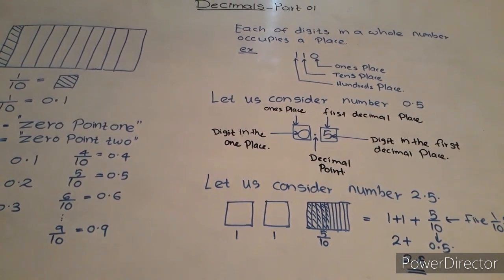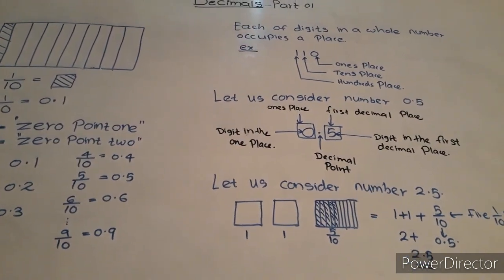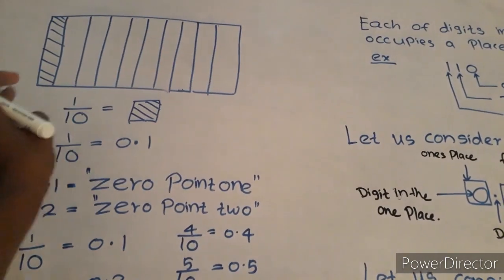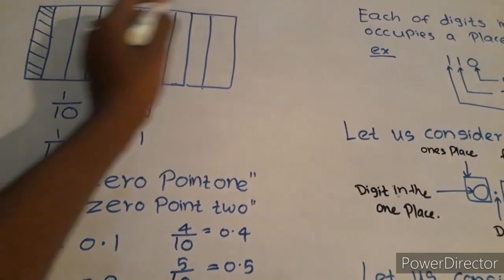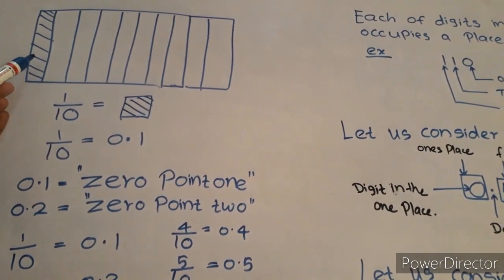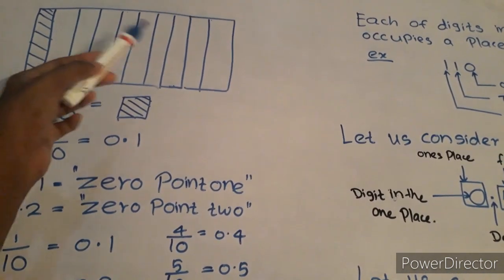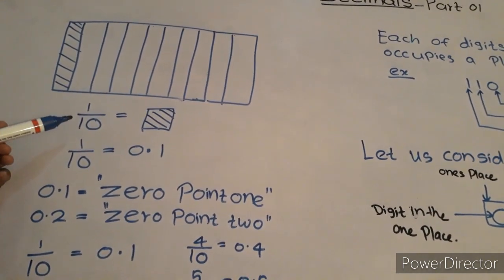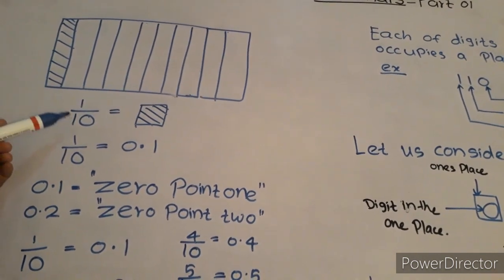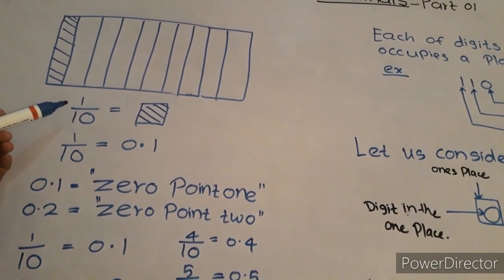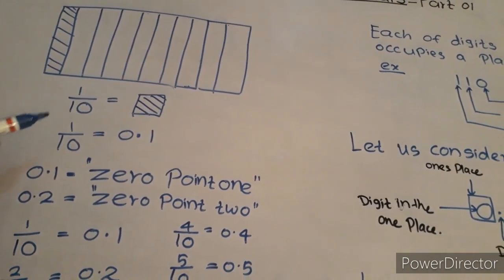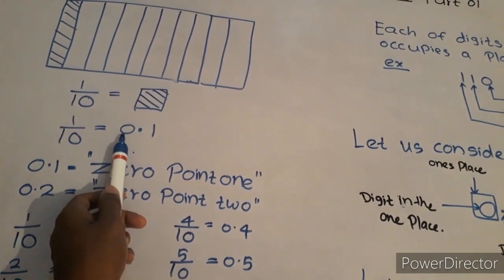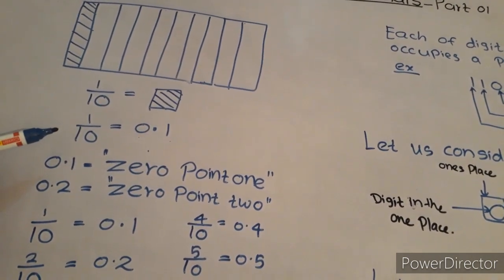Okay, now we'll move on to our lesson. This figure, can you see this figure? This square has been divided into 10 parts. How many parts? 10 parts, and 1 part is colored. So we can write this as 1/10. The colored part is 1/10. So if we write it as a decimal number, we can write it like this, as shown. So how can we read it?